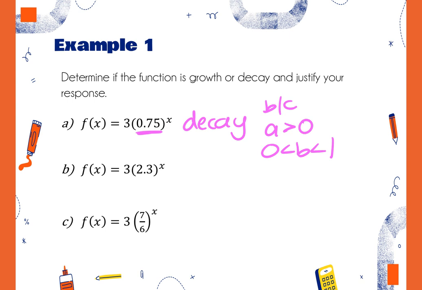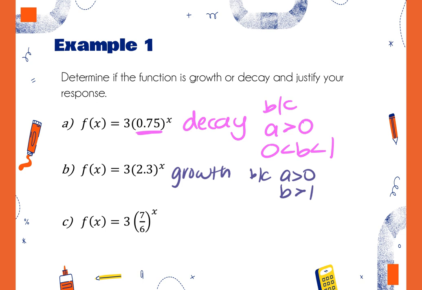Now go to B. Again, the A is positive, so I'm really focusing on my B. What's true about B this time? That 2.3 is in between 0 and 1 or bigger than 1? Bigger than 1. So does this have growth or decay? Growth. And again, because A is greater than 0 and B is greater than 1.